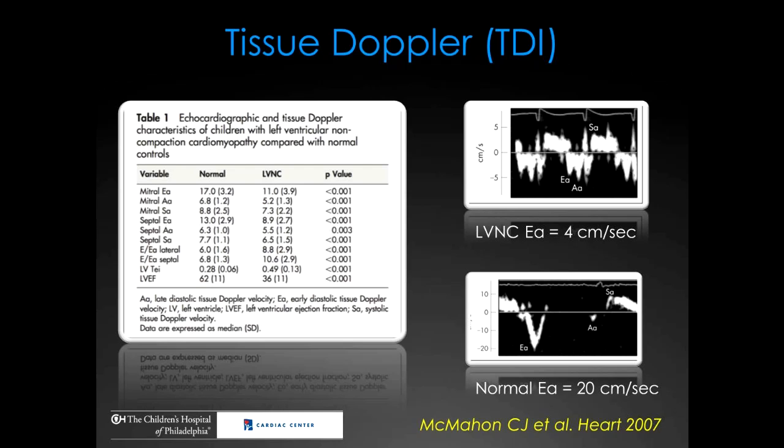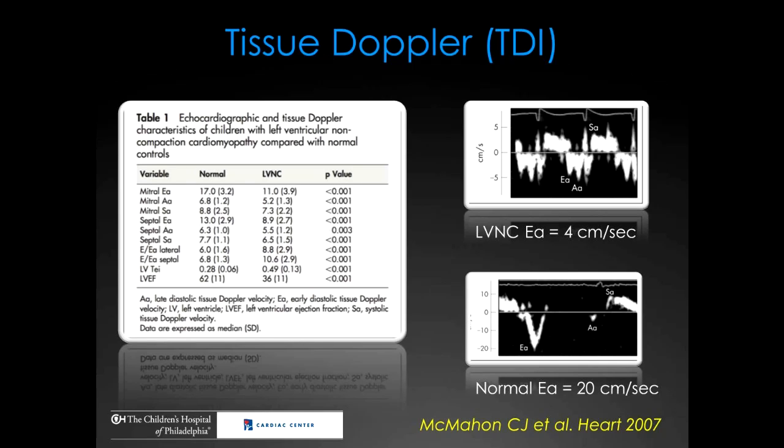What about tissue Doppler? Well, tissue Doppler is used to help identify if there is diastolic dysfunction in a cohort of patients. This is a nice study that came out several years ago from Texas Children's, looking at a cohort of patients who had LV non-compaction compared to a normal population of children. What they found was that essentially all indices of tissue Doppler, including EA, AA, and SA measurements, were abnormal in the LV non-compaction cohort compared to the normal children.